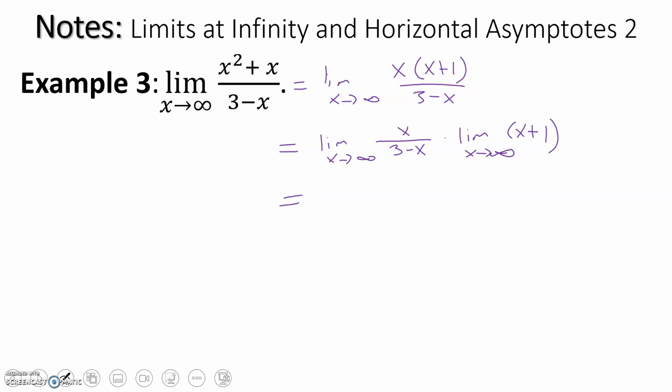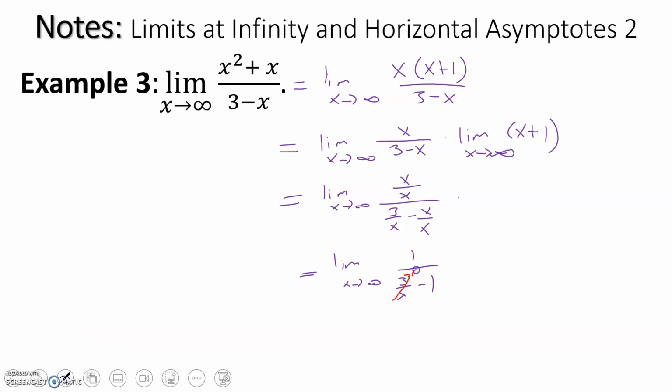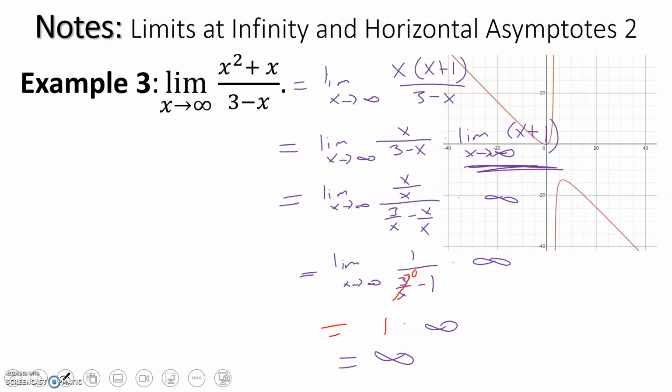Now, this first one we know because we have the rule from yesterday. We can divide everything by x, and it becomes the limit as x approaches infinity of 1 over 3 over x minus 1. And then using the theorem from before, that's 0, and this becomes 1. Now for our other part, we know this here is going to just be infinity. So times infinity. So this goes to infinity, because 1 times infinity is infinity.